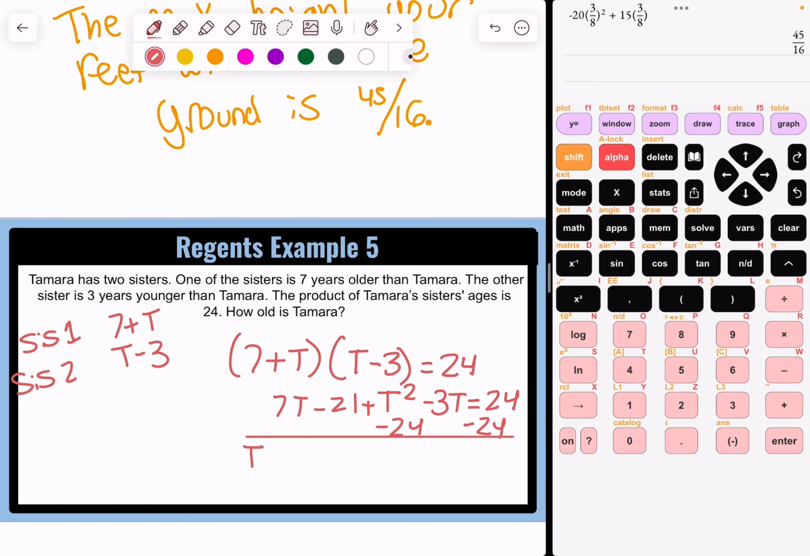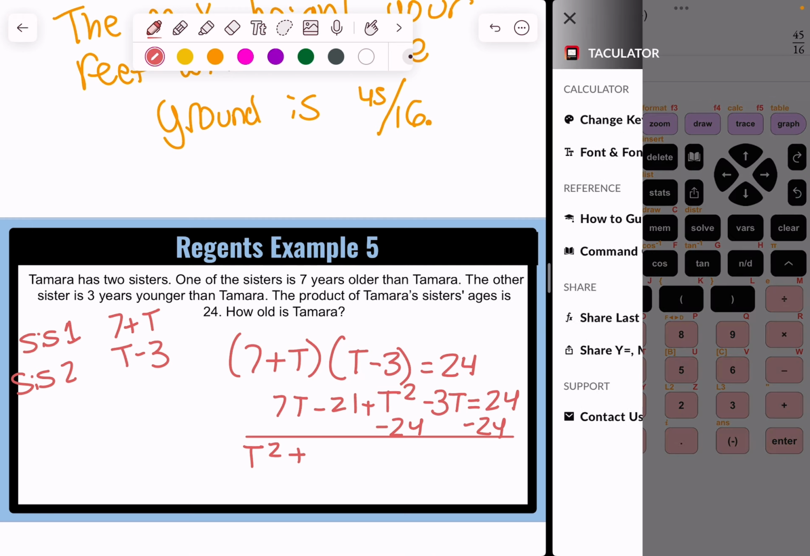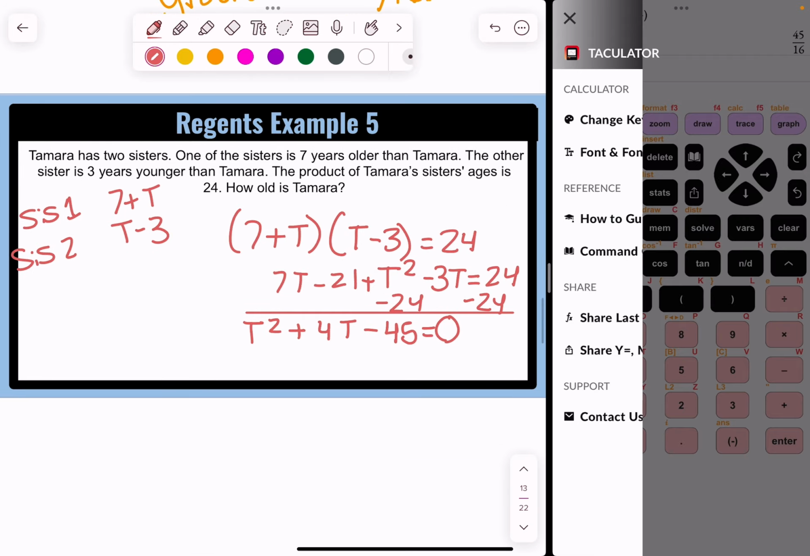So this will give me t squared plus 4t, I meant 4t. And then negative 21 minus 24 is negative 45, equals 0. Now, you could use the quadratic formula here, but that might take you longer. I'm actually going to use the factoring method where I look and see what can multiply to negative 45 and what could add to 4. And it turns out being 9 and 5.